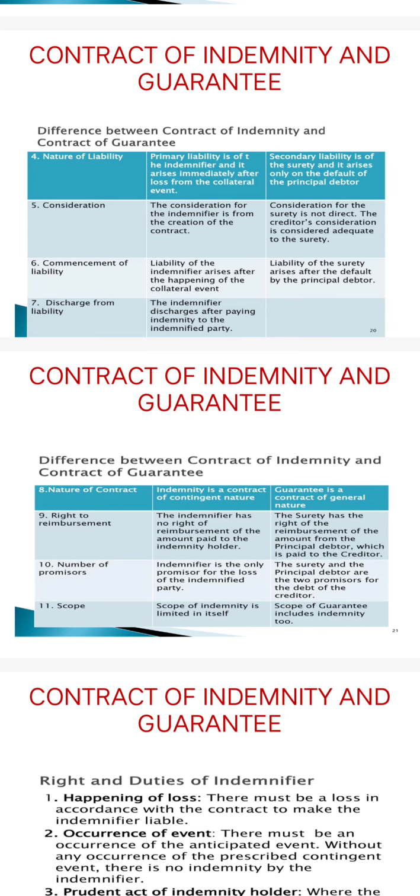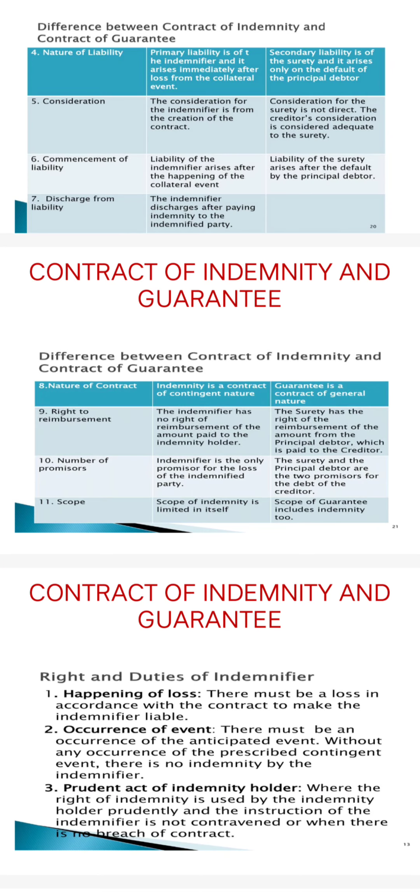Then the fifth difference is consideration. The consideration for the indemnifier is from the creation of the contract. In contract of guarantee, the consideration for the surety is not direct. The creditor's consideration is considered adequate to the surety. Sixth difference is commencement of liability. Liability of the indemnifier arises after the happening of the collateral event. In contract of guarantee, liability of the surety arises after the default by the principal debtor.